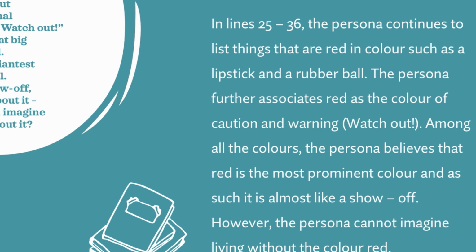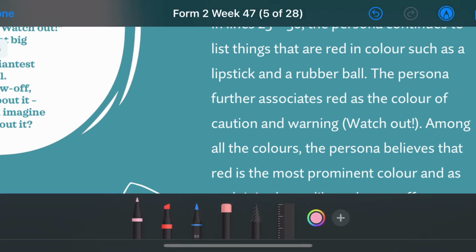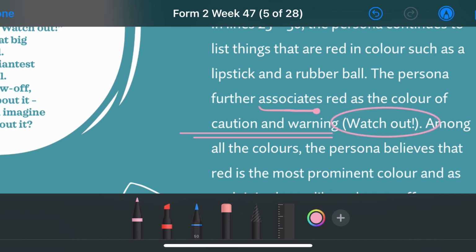Rubber ball, bola getah yang bila kita baling tu dia melantun. Lantun. Dia melantun balik naik. Okay. Now, the persona further associates red as the colour of caution and warning. Lepas dia dah listkan benda yang berwarna merah lagi, dia teruskan dengan mengaitkan warna merah ni sebagai warna yang kita perlu berhati-hati ataupun warning sign. Okay, peringatan. Contohnya perkataan watch out. Okay, watch out maksudnya jaga-jaga, hati-hati ya, macam tu.